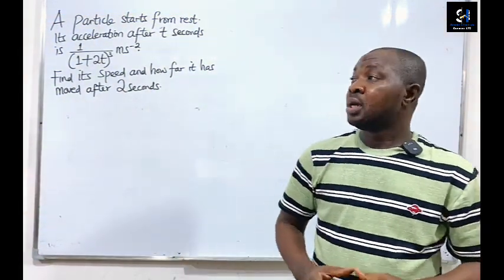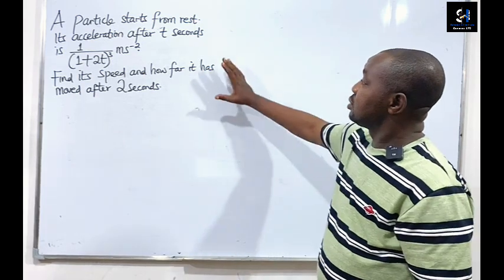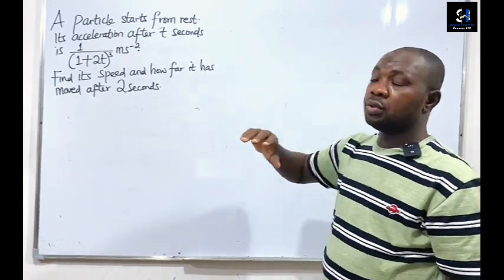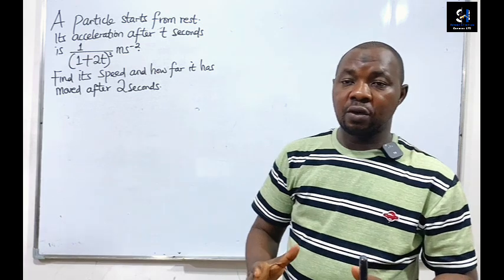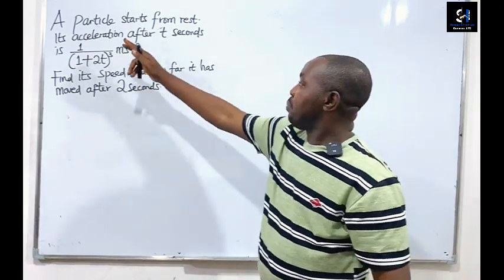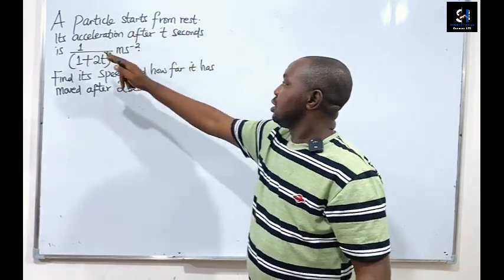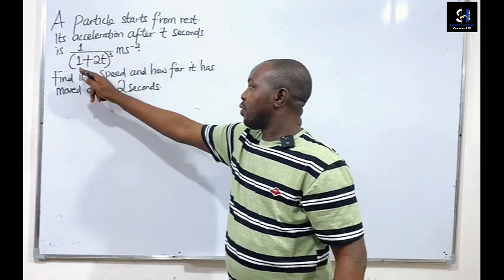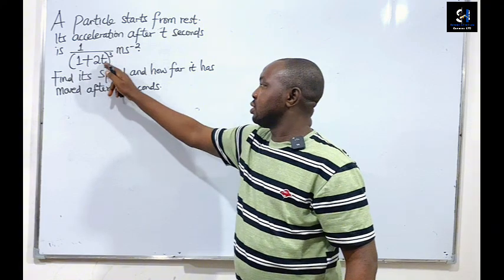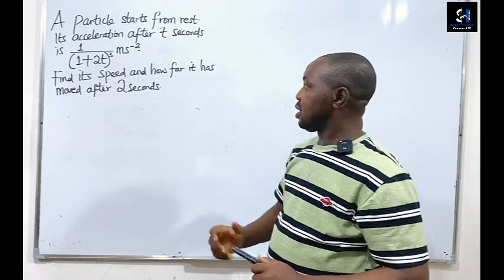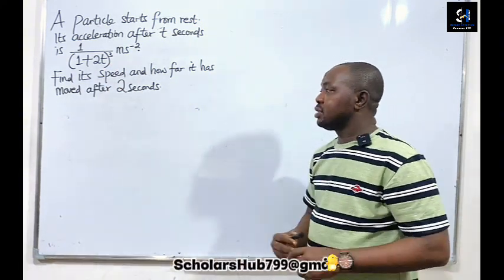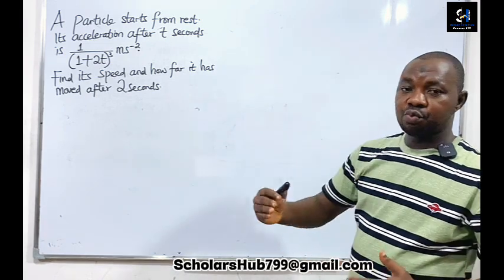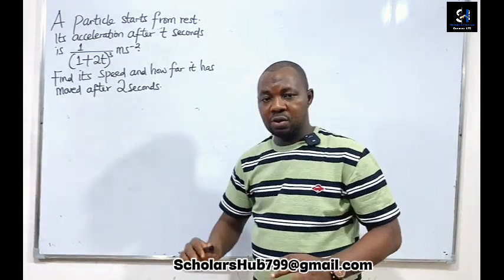And welcome. In this tutorial, we'll be looking at this question on general equation of motion. It reads: a particle starts from rest. Its acceleration after t seconds is 1 over (1 + 2t)^3 meters per second squared. Find its speed and how far it has moved after 2 seconds.